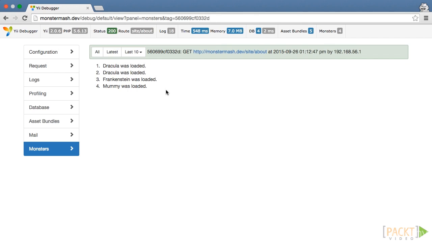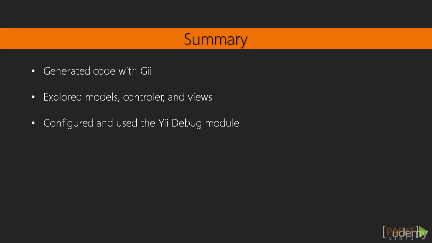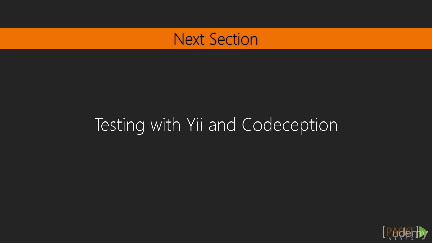Nice work! Now that we've come to the end of this section, you should feel comfortable using Gii to generate code templates for your application. You should also feel like you have a good understanding of the role of these templates in relation to the overall application structure. Furthermore, you also learned how to use the debug module and even create your own custom panel. In the next section, we will look at how to use Codeception, which is a PHP testing framework, in order to help confirm that our application is functioning as expected.